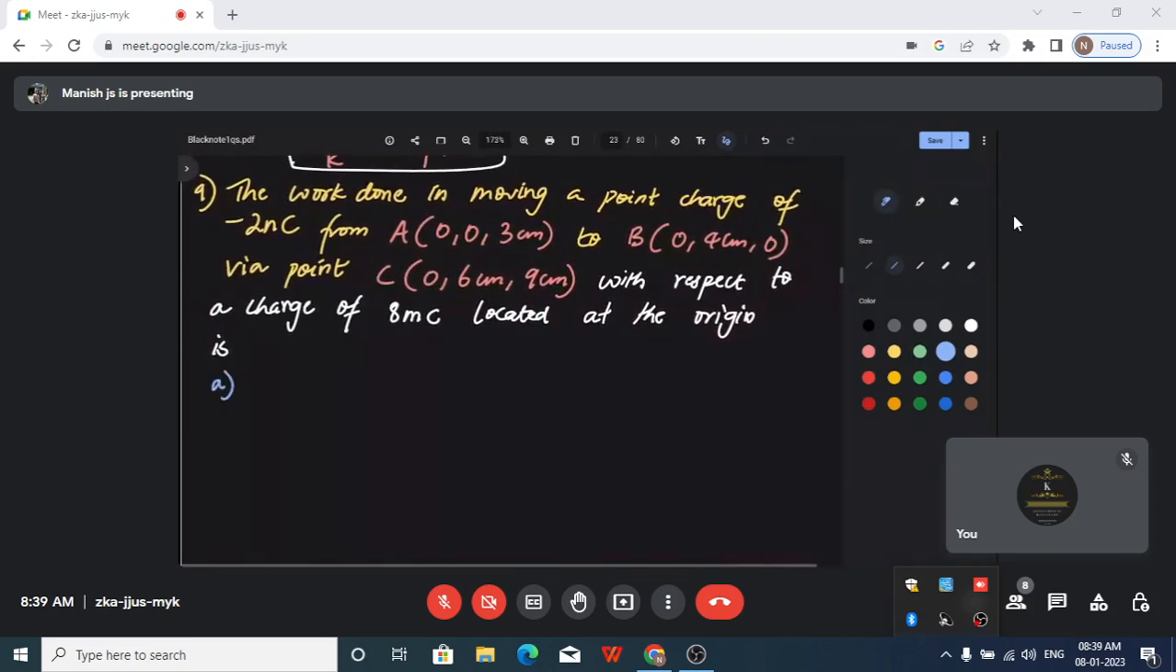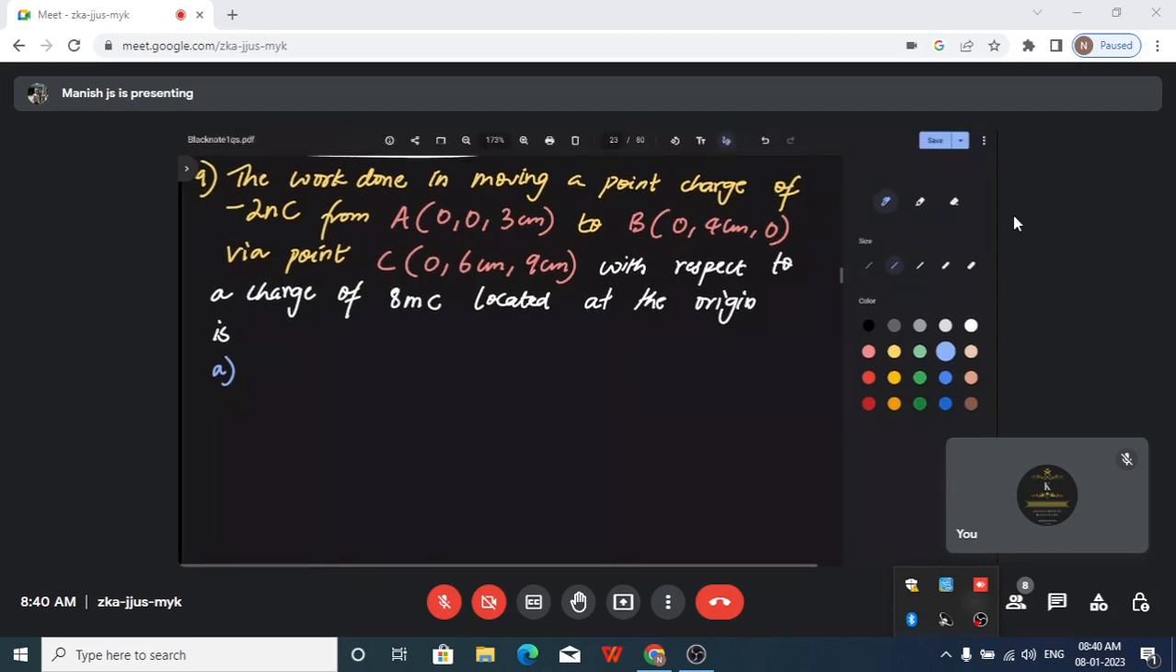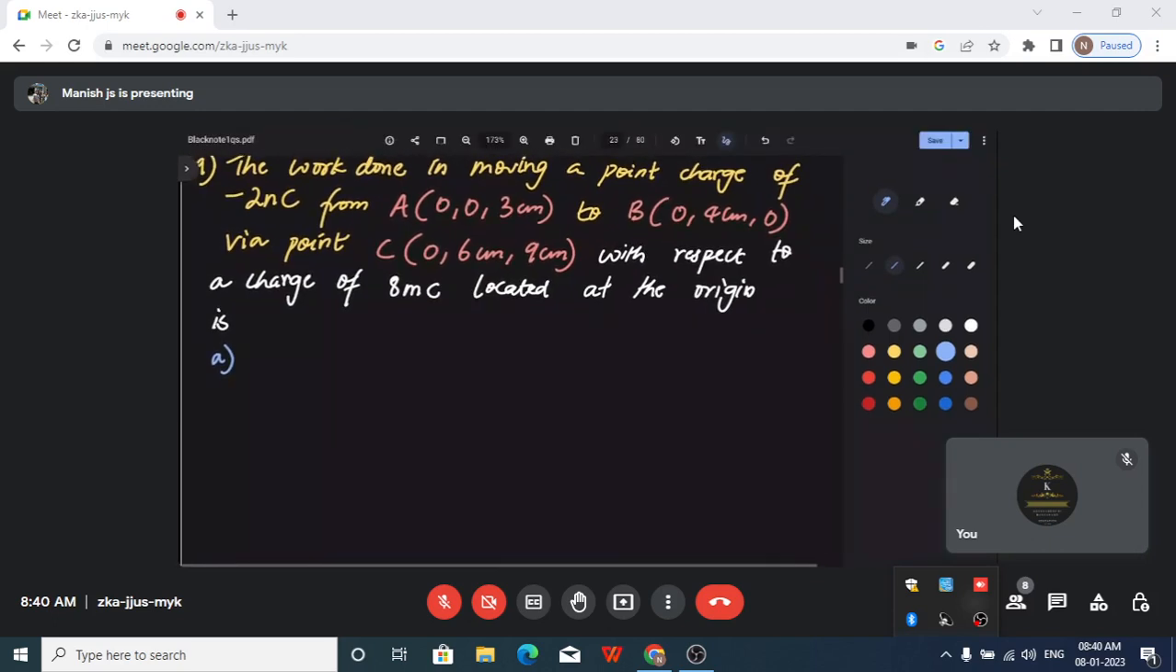Now I'll give you the options. Option A, 12 joules. Option B, 1.2 joules. Option C, 12 millijoules. Option D, 1.2 kilojoules.